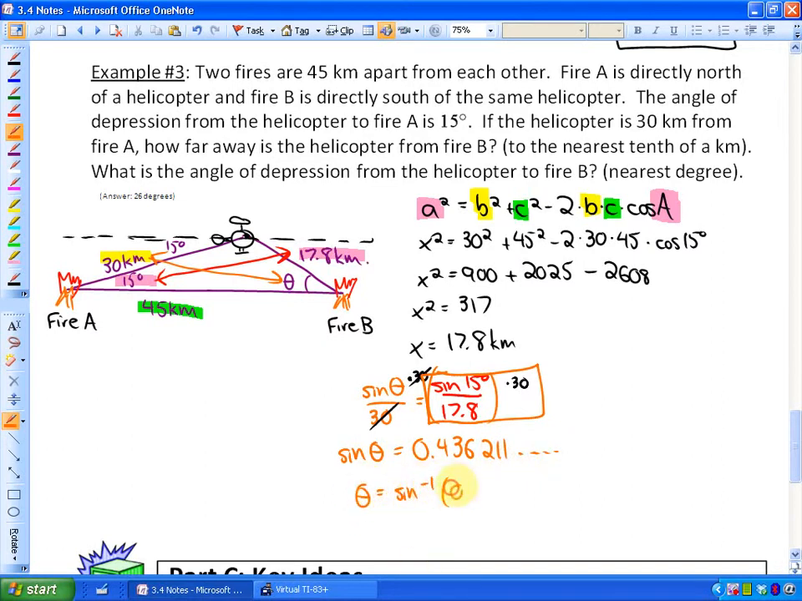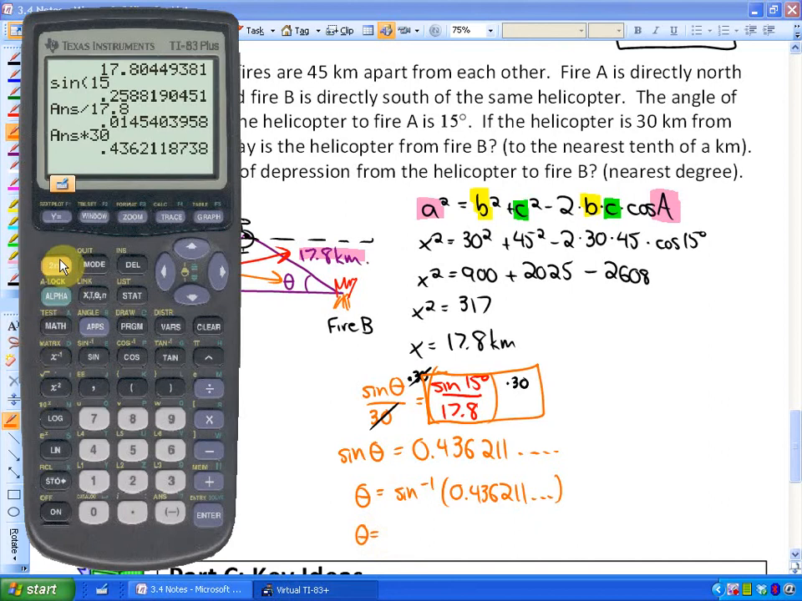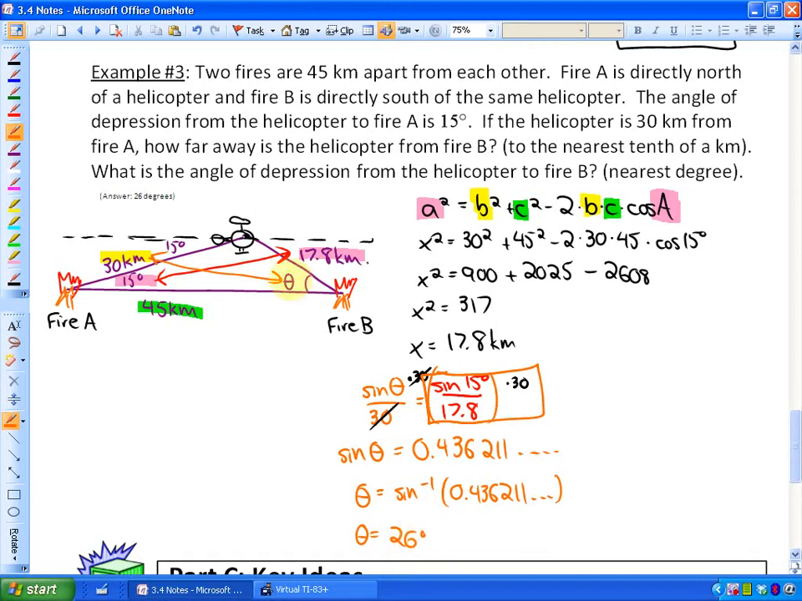So the last step is to take the sine inverse. Because when we're solving for angles, we're always taking the inverse as our last step. So we'll get that angle is equivalent to roughly 26 degrees. And that's the answer. So this angle here is roughly 26 degrees.